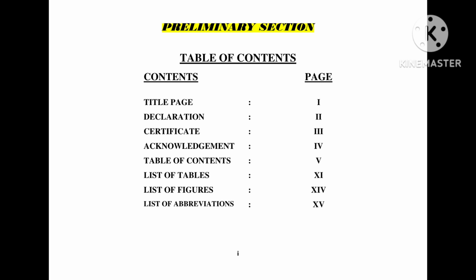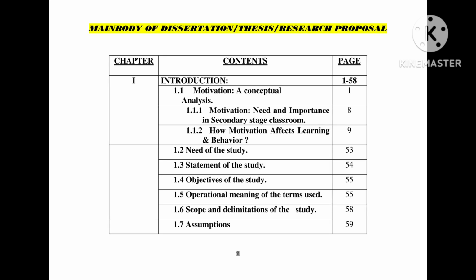Then the main body comes, under which there are also various sections. Here we shall discuss. Watch here that in the main body there are chapters, contents and pages, and the first chapter is known as introduction, where we also have to state the page numbers from dash to dash.